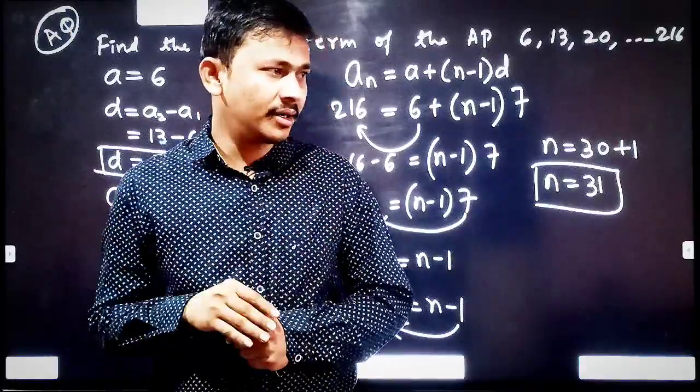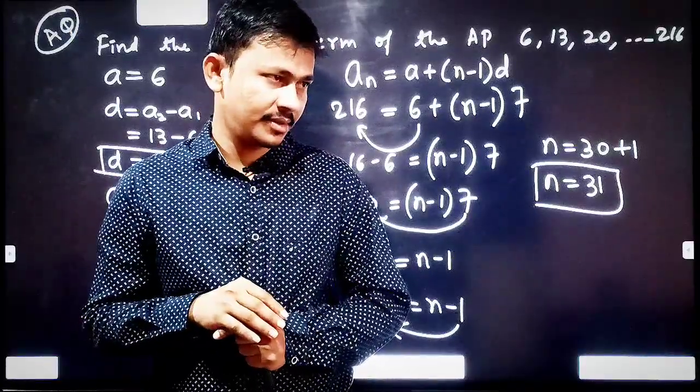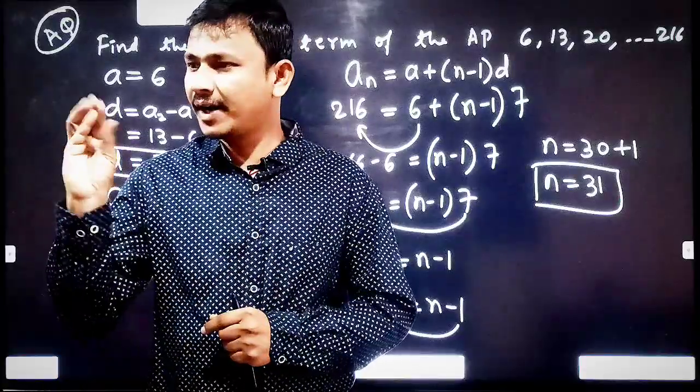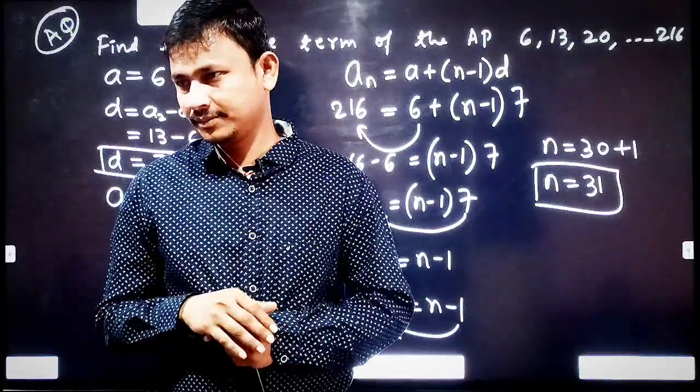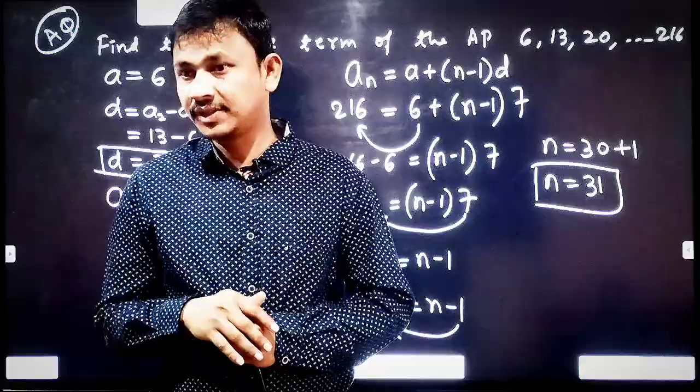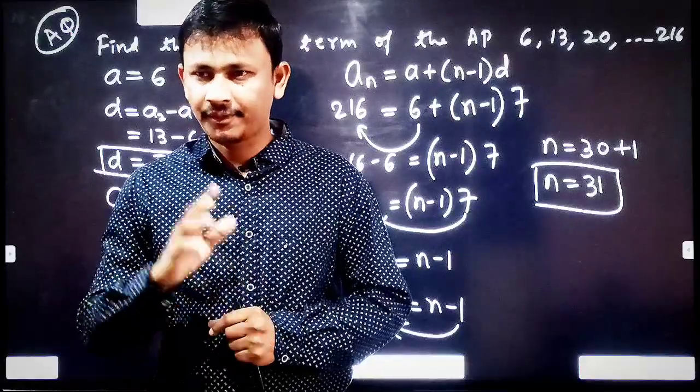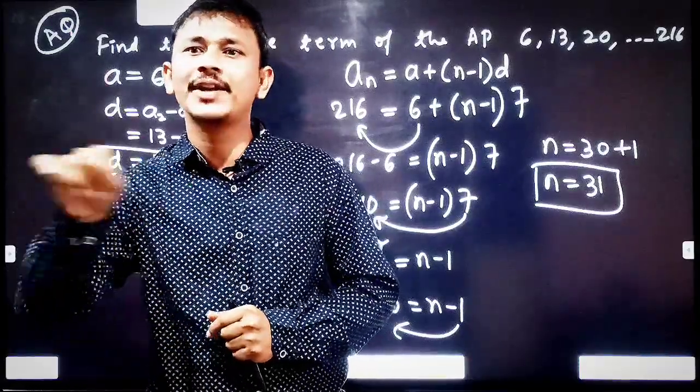If n is odd, then what we need to find out? The middle term. If n is 5, what is the middle term? 3. 5 plus 1 divided by 2.